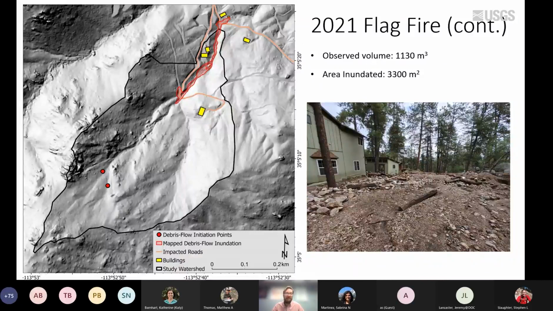We also gathered information regarding the debris flow volume. We can see that in terms of both volume and area inundated, this debris flow is much smaller than those observed in Southern California, the Montecito debris flows. But we wanted to see how the model would respond if we applied the parameters we calibrated for the 5 watershed dataset in Montecito to this extent of inundation in northern Arizona.